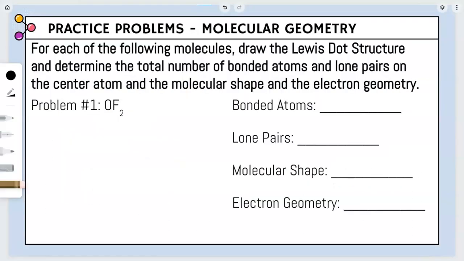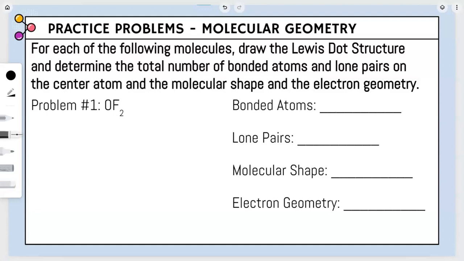Okay, let's go ahead and do practice problems of molecular geometry. For each of the following molecules, we're going to draw the Lewis dot structures, determine the number of bonded atoms and lone pairs in the center atom, and the molecular shape and the electron geometry. First, we're going to figure out the Lewis dot structure for problem number 1, OF2. We're just reviewing Lewis dot structures, which is what we learned last time.